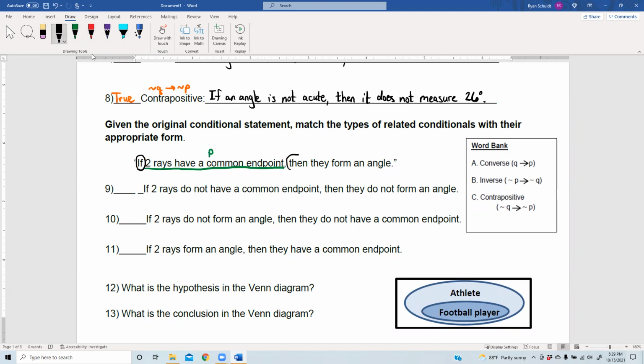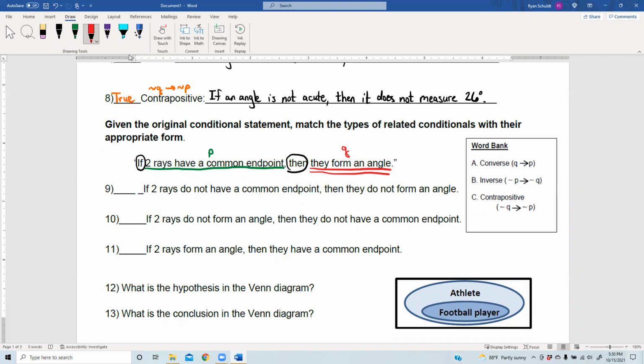So then tells you your Q is coming up. They form an angle. There's your Q.